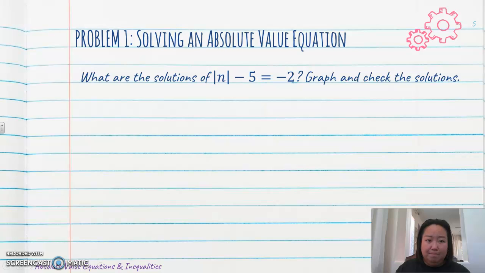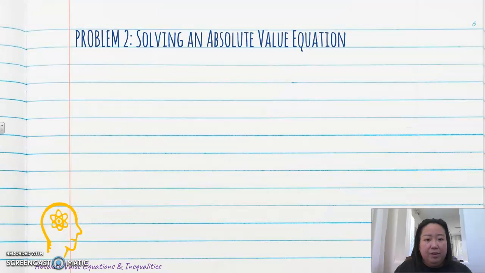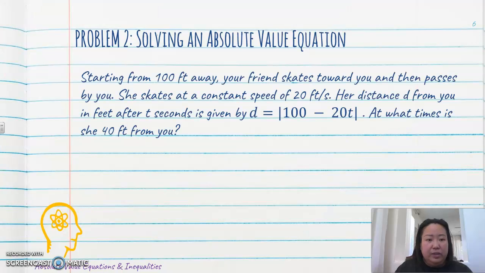Go ahead. So for this example, again, our goal is to isolate the absolute value expression. So we will be adding 5 and we will end up with the absolute value of n is equal to 3. And what are the two values of n that will give us an absolute value of 3? It will be positive 3 and negative 3. And graphing, they will just be solid dots on both of those numbers. All right? So let's have this example next.